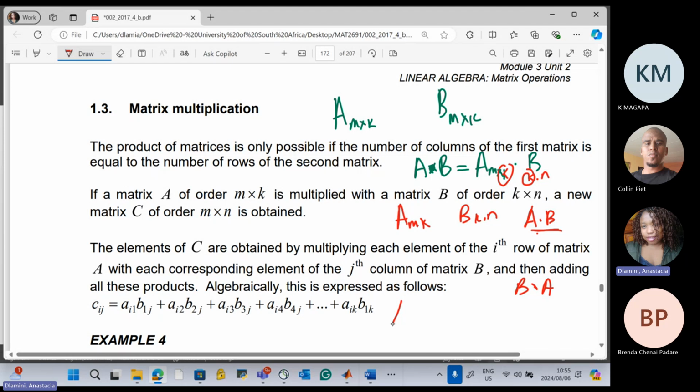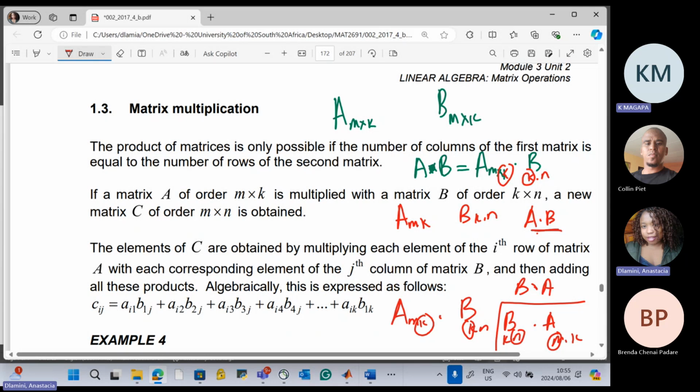Let's put the dimension next to it. We know this is M times K, times B, which is K times N. The inner dimension is the same. But for B times A, we know this is K times N times A, which is M times K. Now this is N, this is M. So those inner dimensions are not the same, and therefore you can't do matrix multiplication.